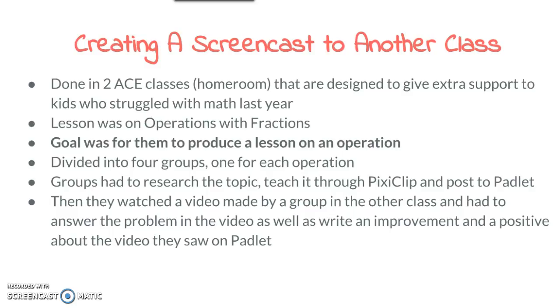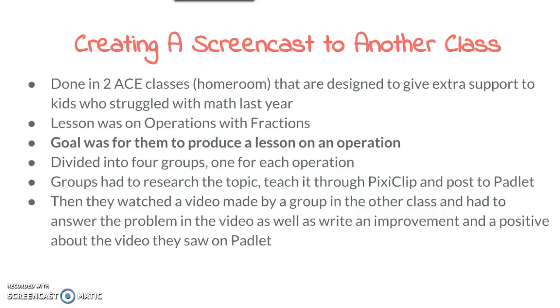And so it was done in two ACE classes, mine and another teacher's. And we have particularly small ACE classes, homeroom classes, because in there we are reteaching them concepts that they should know from last year. So we were able to divide in each of our classes our kids into 4 different groups, about 2 to 3 kids per group.